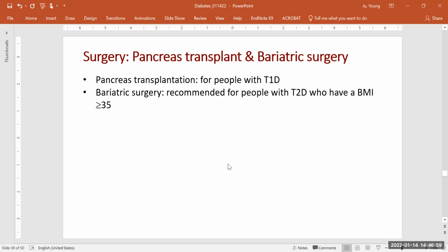Another surgical option is bariatric surgery. Although it's not specifically considered a treatment for type 2 diabetes, it is an option for people with type 2 diabetes who are also obese. According to the latest guideline by the American Diabetes Association, bariatric surgery is recommended for type 2 diabetes with a body mass index higher than 35.